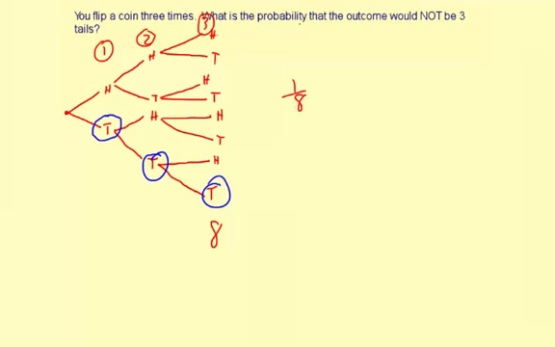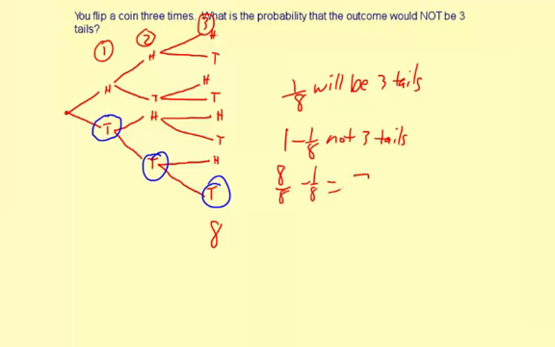Now the total probability for a situation is 1, so if we have 1/8 being the probability that there will be 3 tails, you would subtract the probability to find out what it would be to not get 3 tails. So your probability is 1 minus 1/8, or 8 over 8 minus 1 over 8, and that equals 7/8. Okay, so there's your probability the outcome would not be 3 tails.